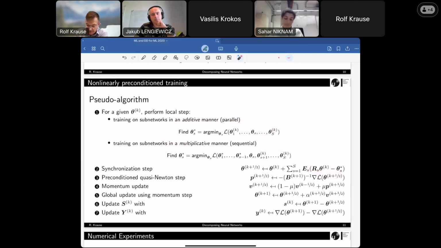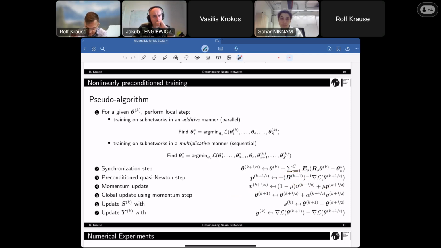Those you sum up, which means basically you put them into the original network and make an update of your global weights. Then, after adding the updates from your cores, you evaluate the gradient and you do a step of BFGS with an approximate inverse, which you have here. And once you have done this, we do a momentum step. This is done here.